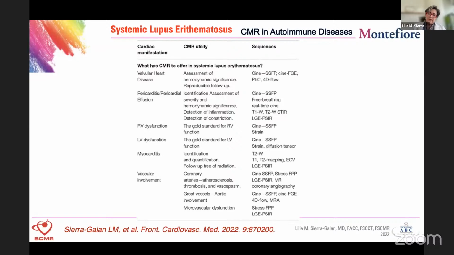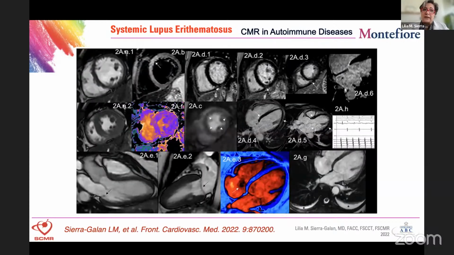And the sequences, again, are the CINE SSFP or fast gradient echo for the flow, or the MR angiography, stress first pass perfusion, or even again the LGE. So I am not going to use CINE this time, because it is a very large talk and confusing. So I am going to focus just on the findings.